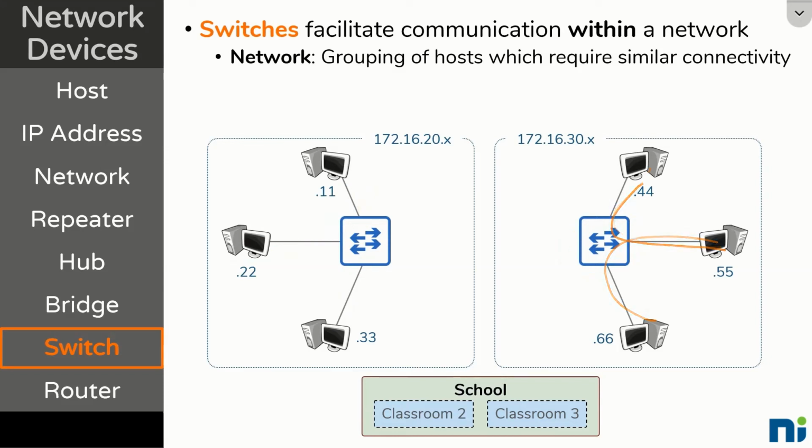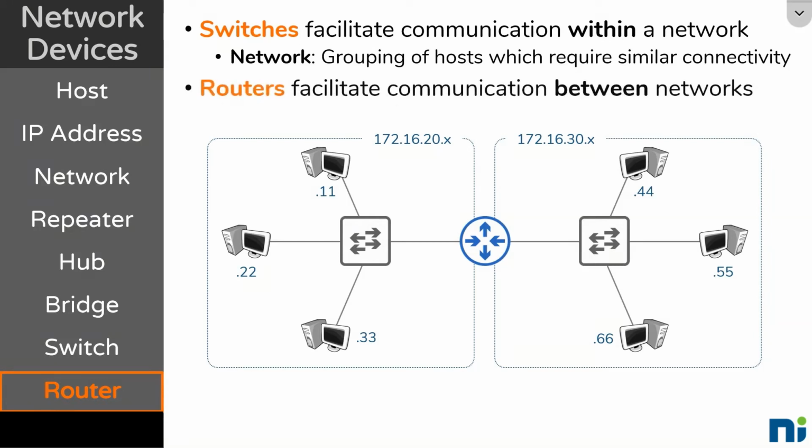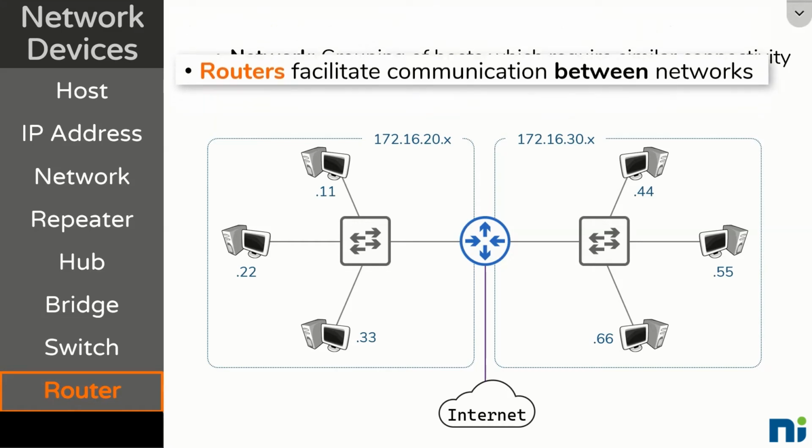this switch can handle all the communication between these three hosts. But what happens if this host down here wants to speak to this host on a different network? Well, if a switch can only facilitate communication within a network, we would need another type of device to handle the communication between networks. And that device would be a router. A router is a device whose primary purpose is to facilitate communication between networks. At the very least, you're going to need that router to connect you with the ultimate network of networks known as the Internet. So let's unpack this further.